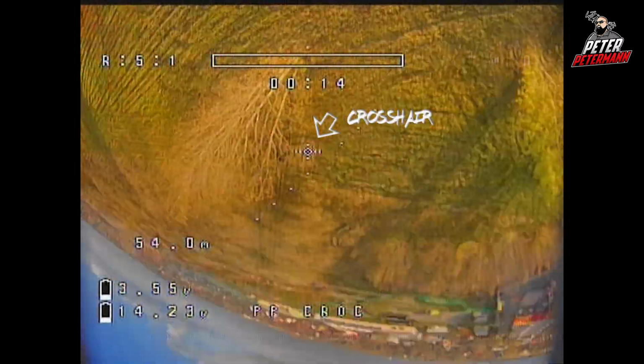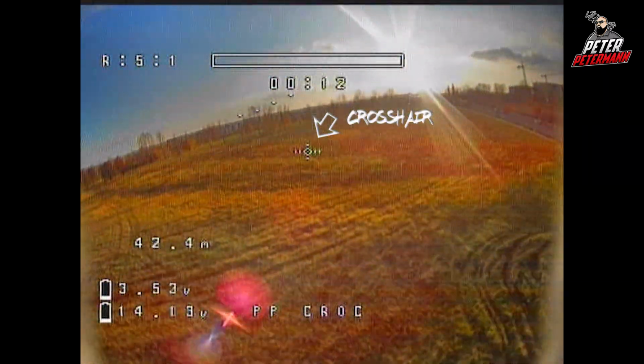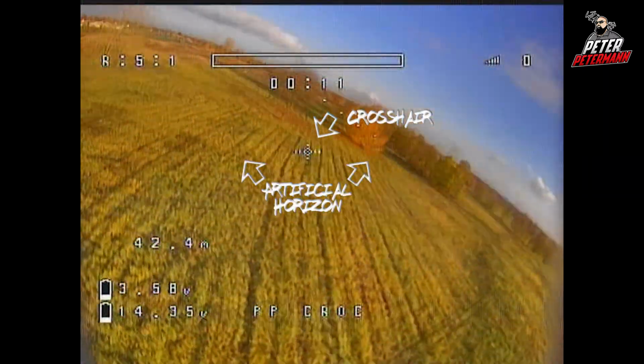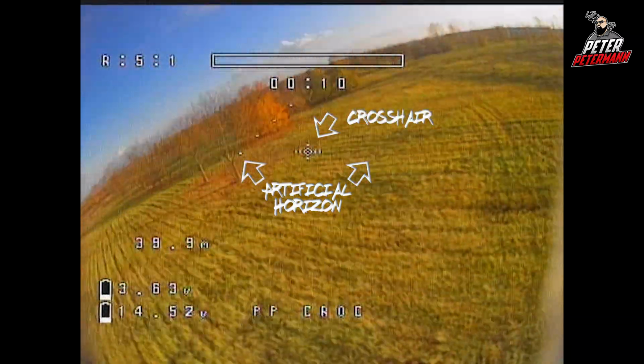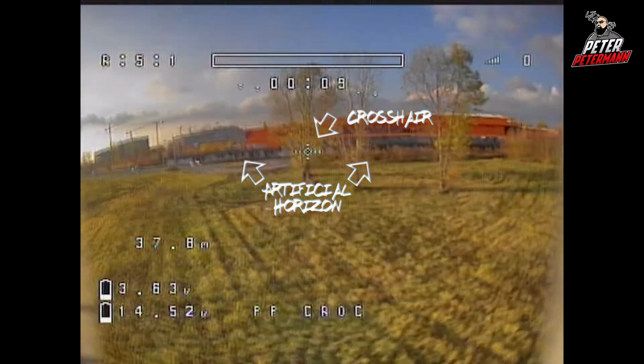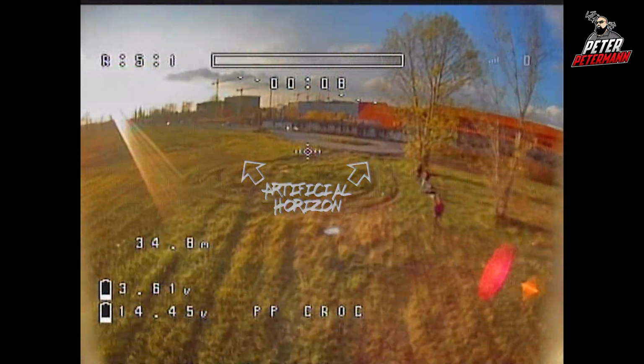Then we come to the crosshair and the artificial horizon, which is the dotted line you see dancing above the crosshair. Those two elements help me to understand where the quad is and how it is moving.